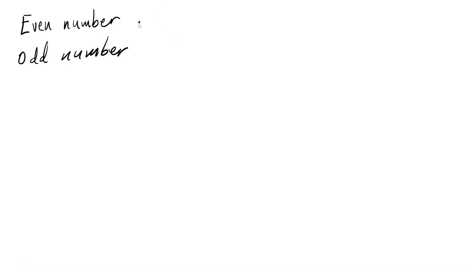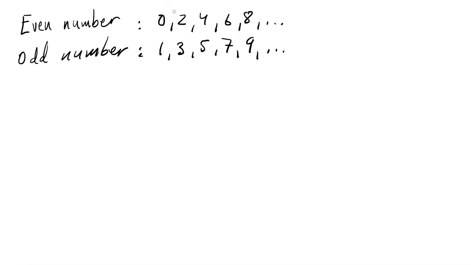The even numbers are 0, 2, 4, 6, 8, and so on. And the odd numbers are 1, 3, 5, 7, 9, and so on. We could of course also include negatives here, but we will not talk so much about negative numbers, since most of the characteristics we are interested in will be found among the positives. So if I know, for example, that 3 is an odd number, it's very trivial to say that minus 3 is also an odd number.